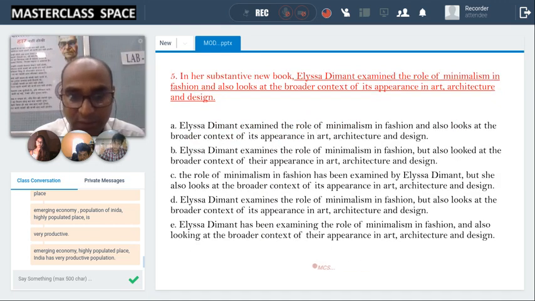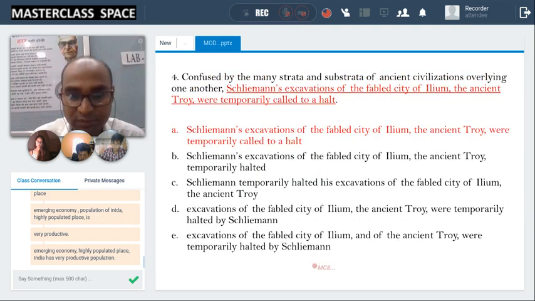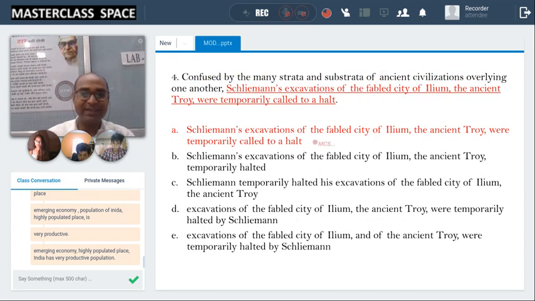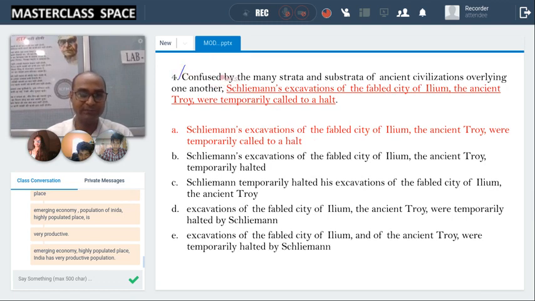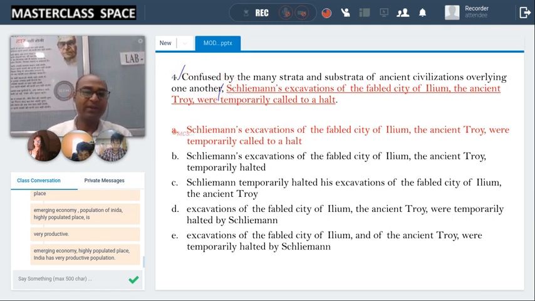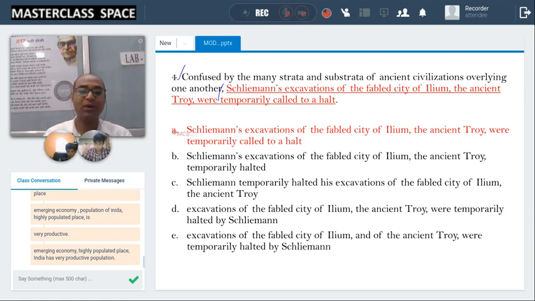Now look at this one. It says, "Confused by many strata and substrata of ancient civilizations overlying one another." Fine, so it is your phrase. I repeat, "Confused by many strata and substrata of ancient civilization overlying one another," and then comma, "Schliemann's excavations of the fabled city of Ilium, the ancient Troy, were temporarily called to a halt."